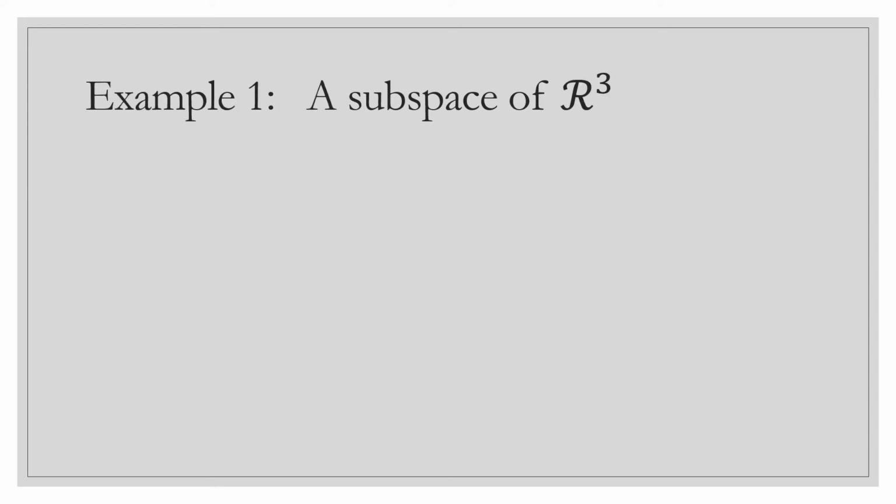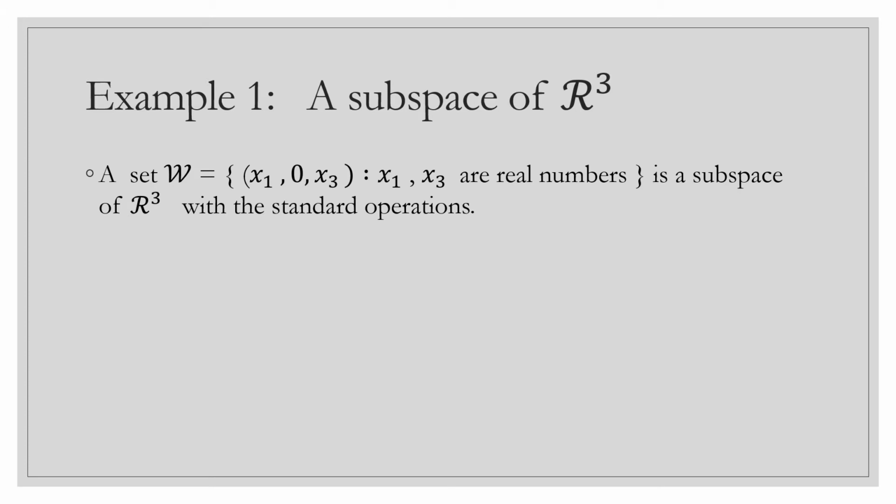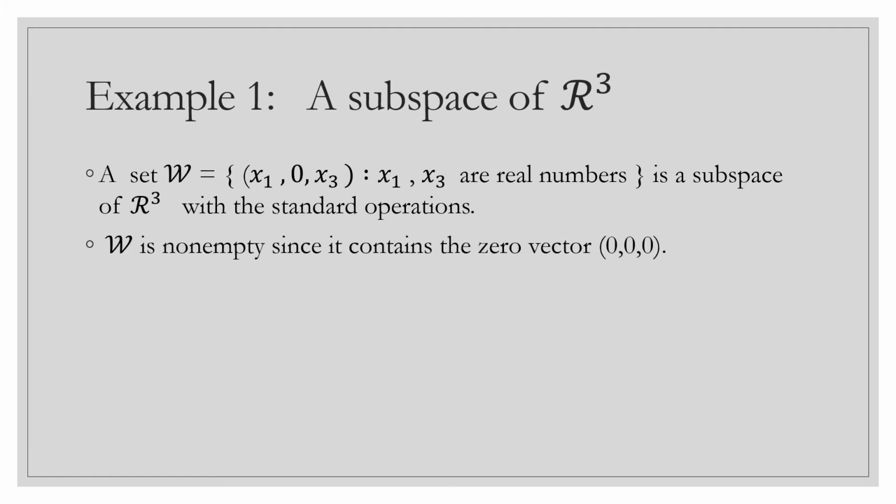Let's consider the first example, which is a subspace of R3. We can show that the set W, which is a set of ordered triples x1, 0, x3, where x1 and x3 are real numbers, is a subspace of R3 with the standard operations. The set W is non-empty because it contains the vector 0, 0, 0.